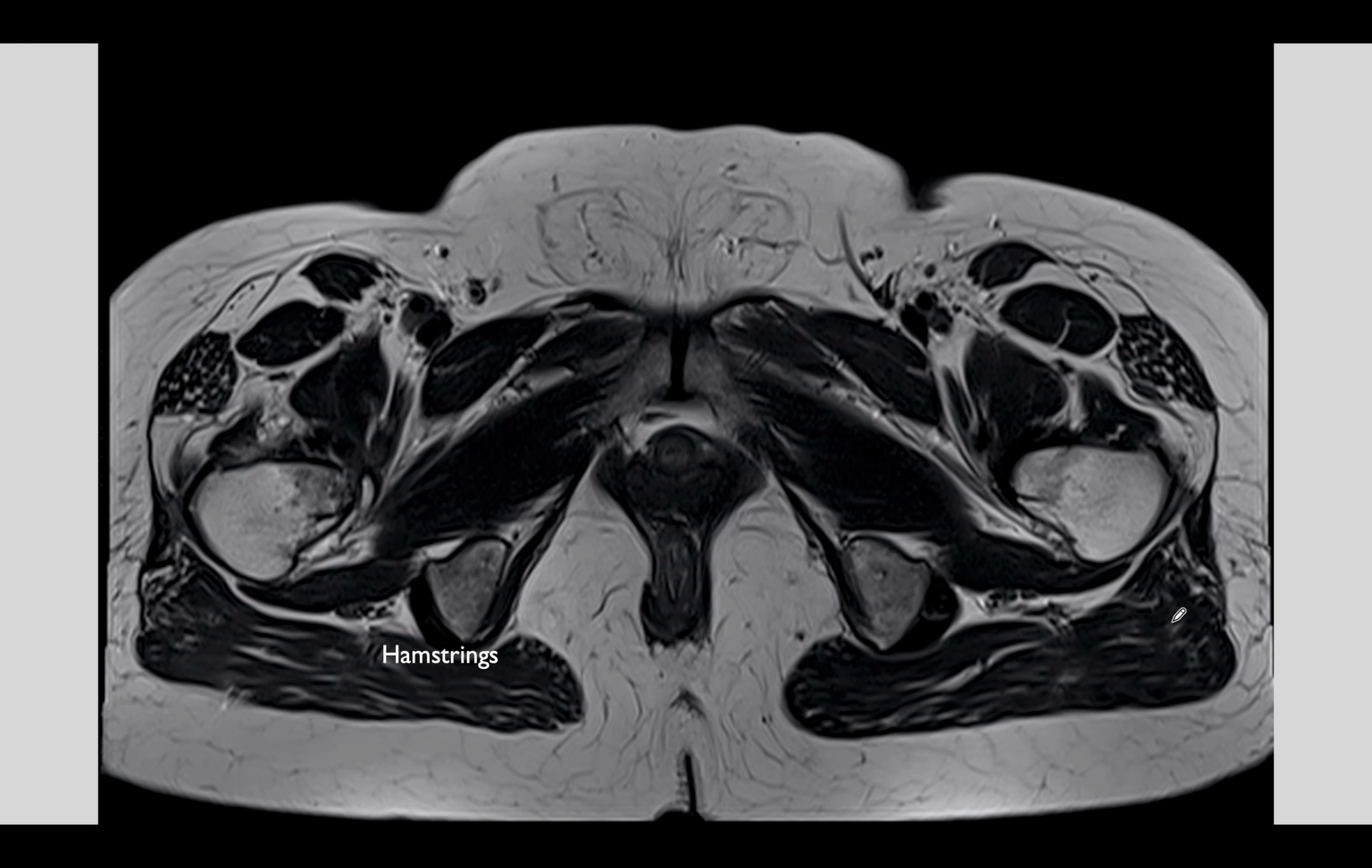Posteriorly at the ischial tuberosity here, you have your hamstrings. As we look a little bit further on, you have posteriorly the glutei in this area. Then you have the short external rotators, which is essentially the obturator internus along with the gemellus superior and inferior. Anteriorly we have the adductors here, the adductor longus, brevis and magnus.